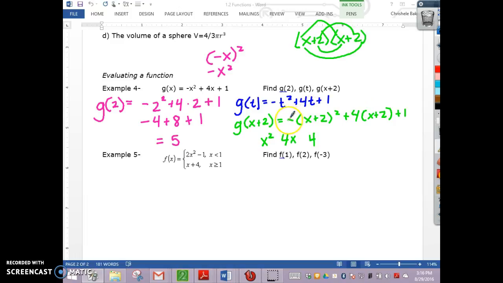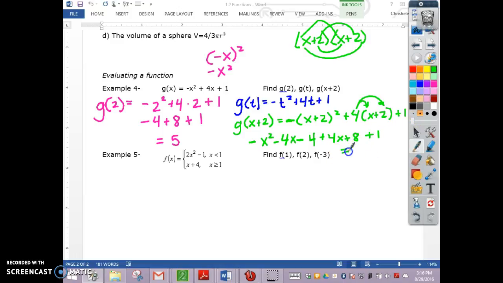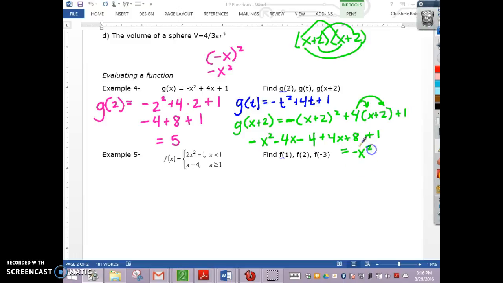Now I didn't put any signs in between there because of this negative out front, so I'm going to just add in all those negatives. Distributing my 4 becomes 4x plus 8, and then I have my plus 1. For a final answer of -x squared, these cancel out. So that's plus 5.